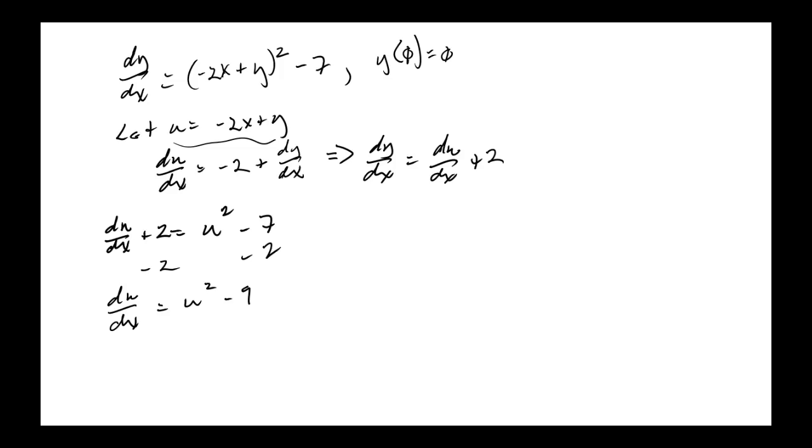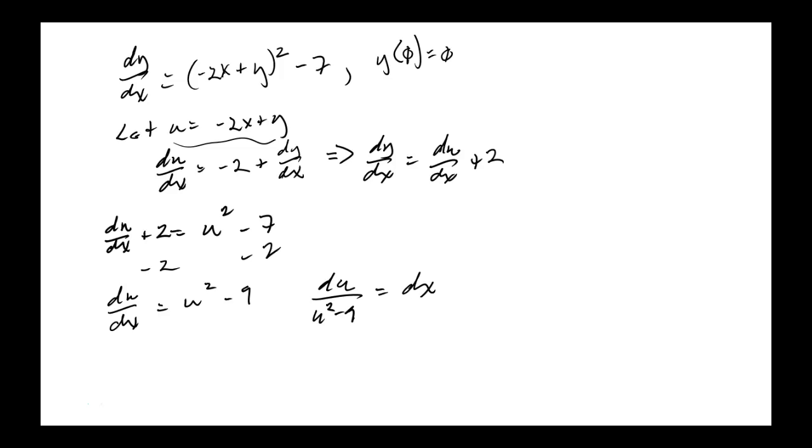Say again? Not quite. Separate the variables first. This would be du over u squared minus 9 is equal to dx, right? U squared minus 9, you divide and multiply, write it in differential form. You got that. Now integrate. And what does that give you?